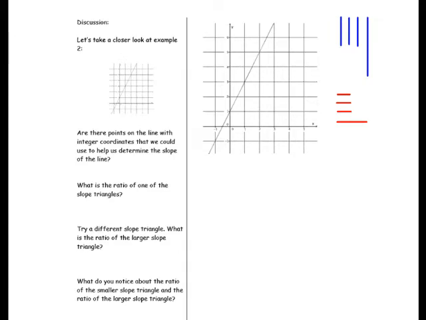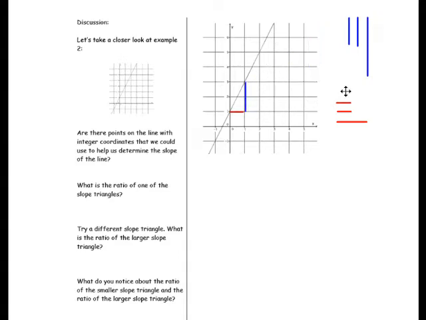Are there points on the line with integer coordinates that we could use to help us determine the slope of this line? Let's take a closer look at the example. There are several points on the line with integer coordinates that we could use. Recall that we want to select points with integer coordinates because our calculation of slope will be simpler. In each instance, from one point to the next, we have a horizontal distance of 1 unit, noted by the red segment, and the difference in the y values between the 2 points, which is a distance of 2, noted by the blue segments.